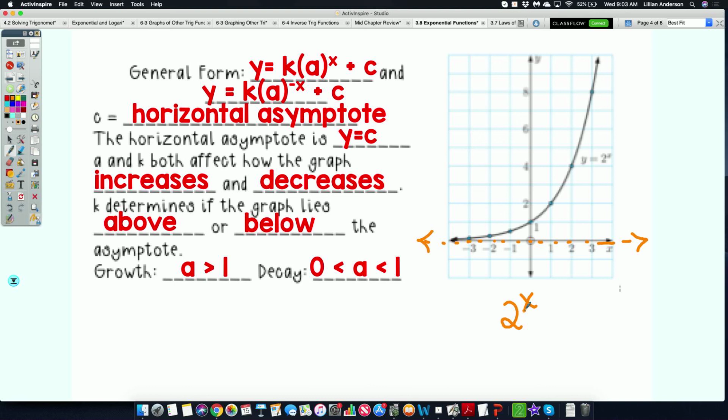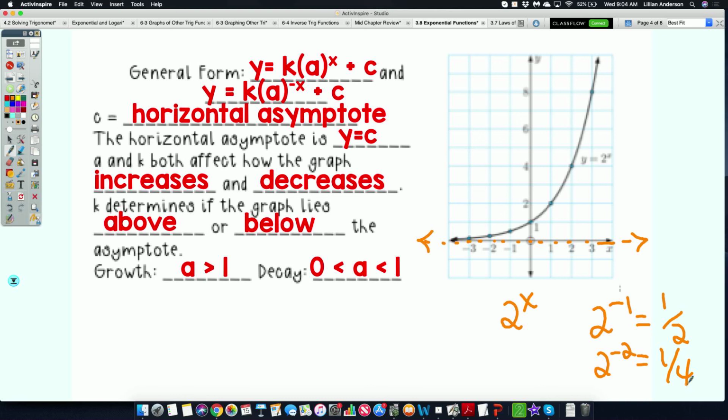Like if I were to plug in any number, like if I plug in 2, that gives me 4, right? 3, 8, 4, 16, so on and so forth. If I plug in negative 1, is that going to give me a negative y value? No, it's going to give you 1 over 2. If I plug in negative 2, what's that going to give me? 1 over 4. It's never going to actually be a negative y value.